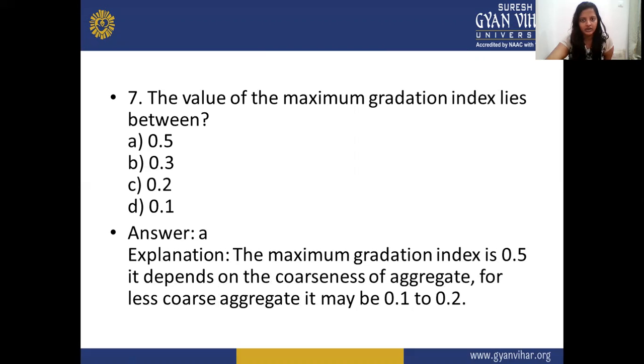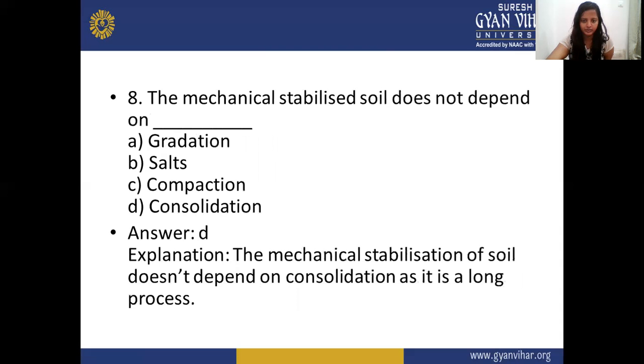The value of maximum gradation index lies between 0.5, 0.3, 0.2, 0.1. The answer is A. The maximum gradation index is 0.5 and it depends on the coarseness of the aggregate. For less coarse aggregate, it may be 0.1 to 0.2.